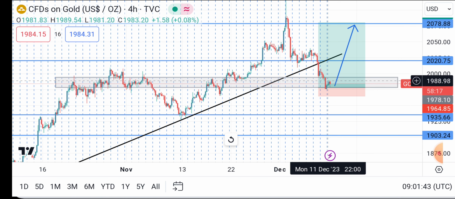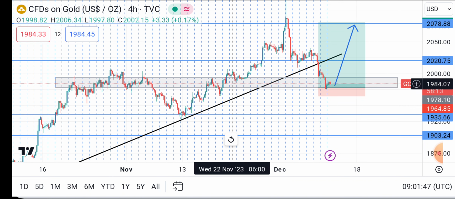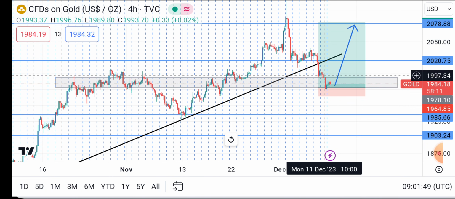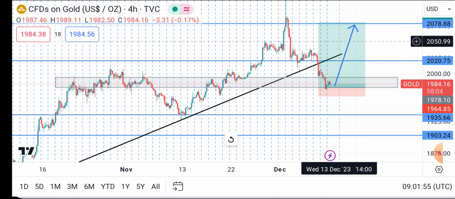But now it's actually testing this strong demand zone. You can see this demand zone respected multiple times in the past. So I'm expecting a little bit of consolidation. Then during the CPI event, I'm expecting an impulse.